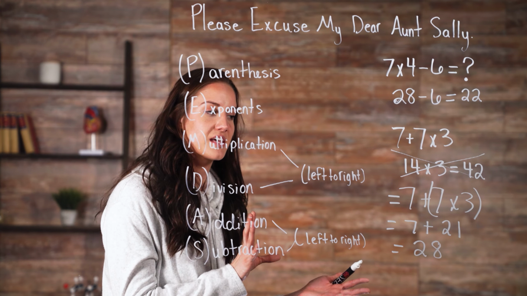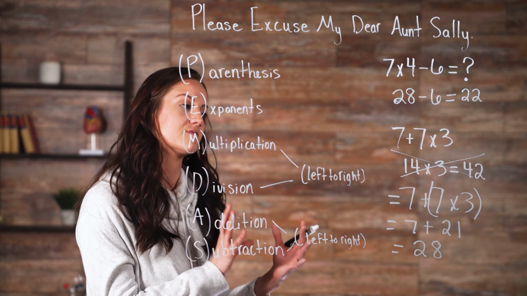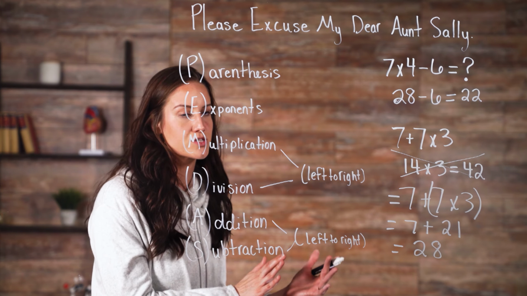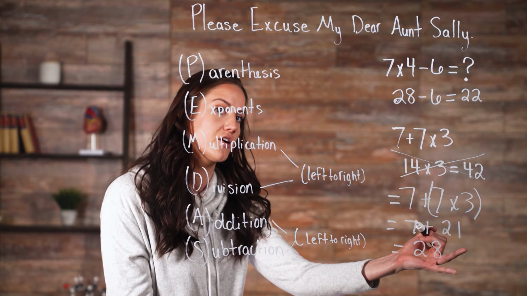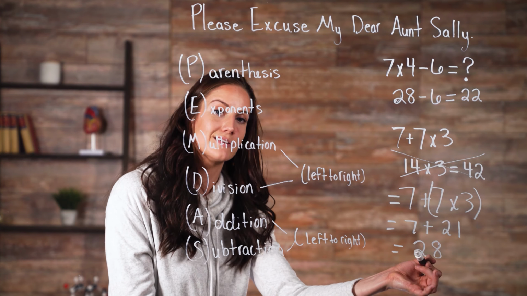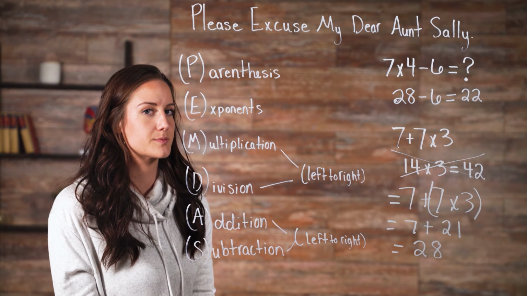So when we do problems like this, we can use parentheses to group together our numbers that are going to take place first. So in this case, it's 7 times 3. And when we do that, we get 21, and we have plus 7 left over. When we add those together, we get 28, and that's our answer. Let's look at some more complex problems.